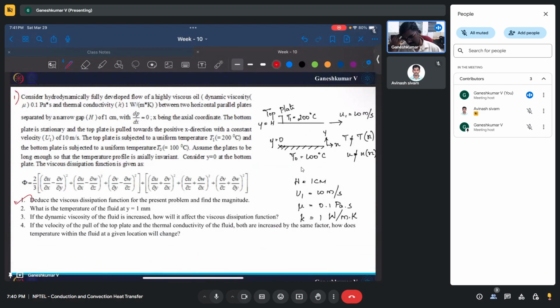Now they're asking the second thing: what is the temperature of the fluid at y equal to 1 mm? Okay, so the total h is 1 centimeter, which means this is 1/10 of the position. What is the temperature? It's going to be in between 100 and 200. That is something we know, but what is exactly the temperature is what we are going to find out.